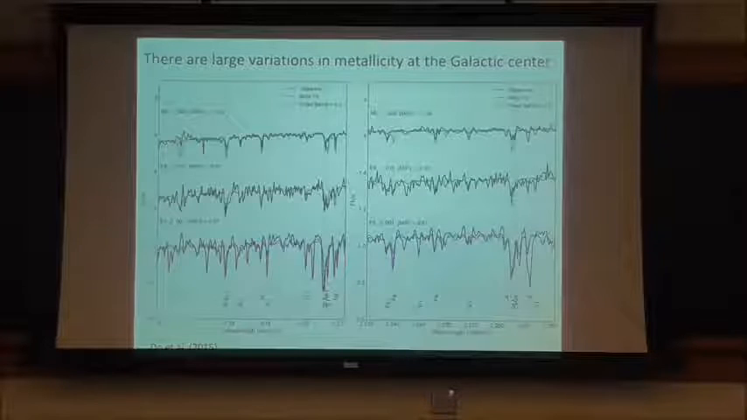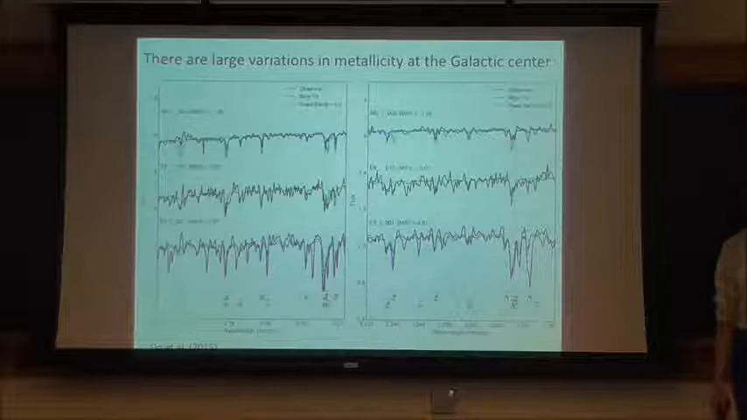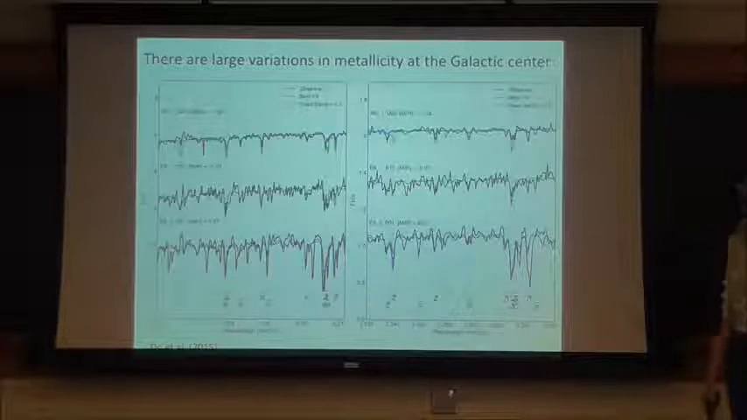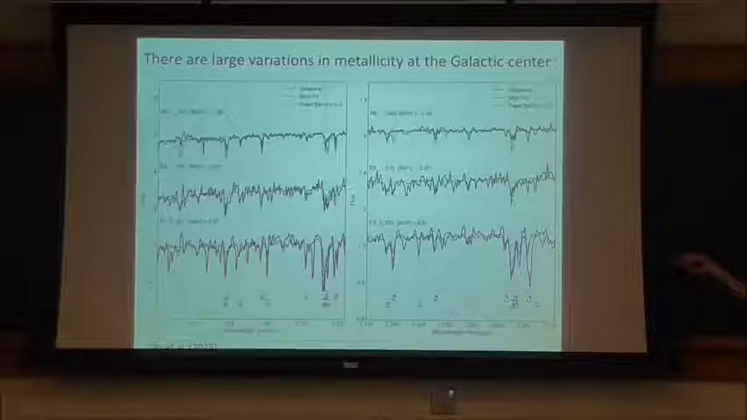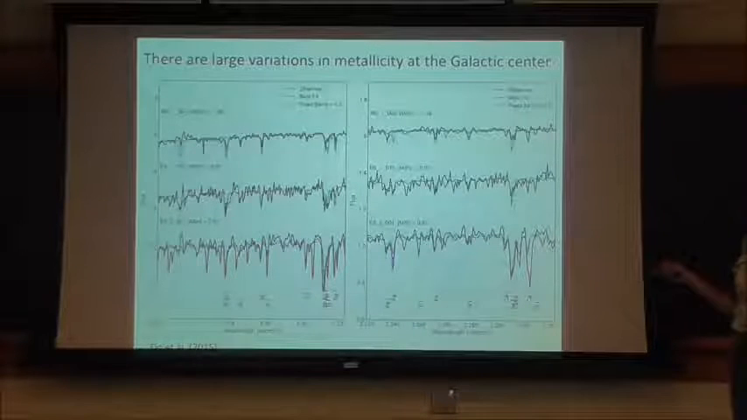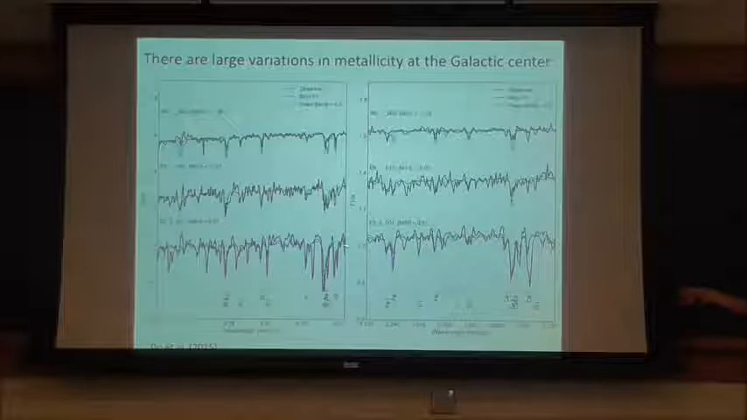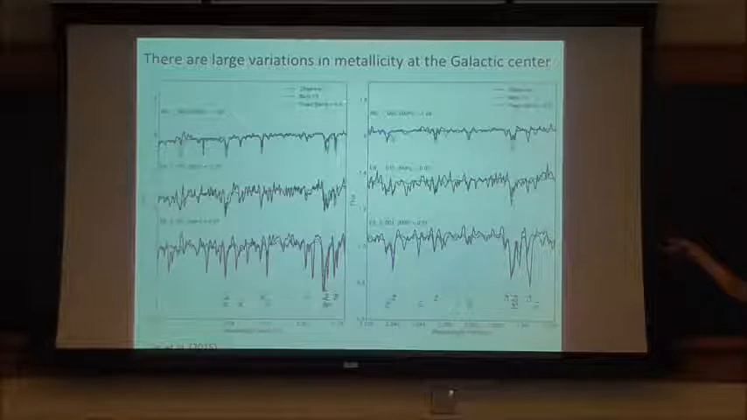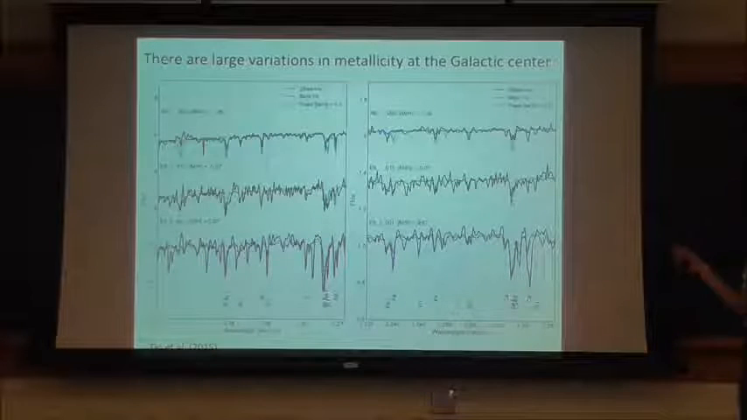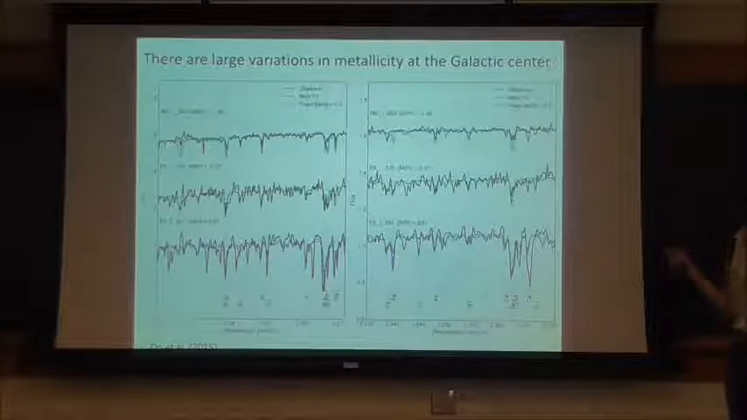And the other thing we found is there's very large metallicity variations in the Galactic Center, right? I showed here three example stars. One is low metallicity, about a tenth solar. One is about solar, and then one is really super solar. The blue is the best fit, and then the green is if we fix metallicity to be solar, but let the other values vary.